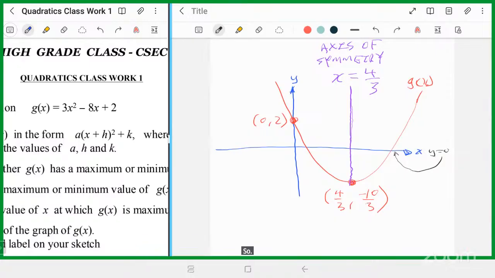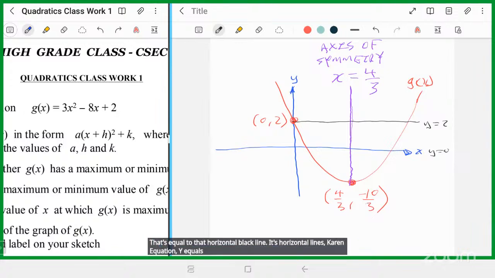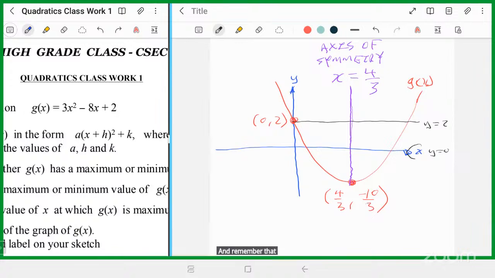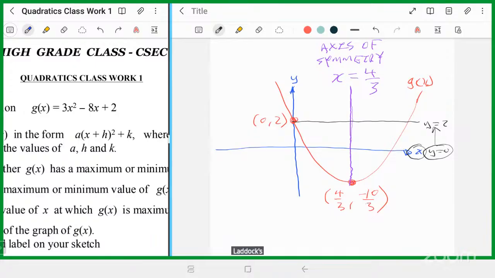So if I were to draw a horizontal line through this point where the y value is 2, like this, horizontal, like the x-axis, then the equation of this black line right now is y equals 2. That's the equation of that horizontal black line. So horizontal lines carry an equation y equals a number. And remember that the x-axis is y equals 0. So horizontal lines, like the x-axis, would be y equals a number.